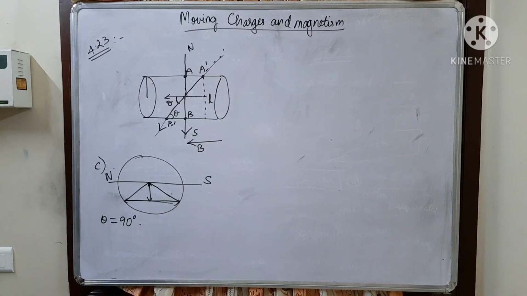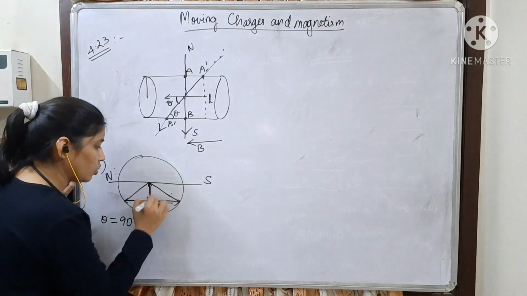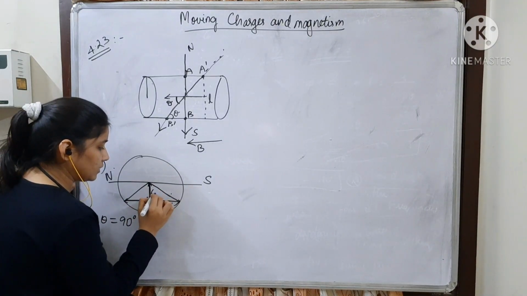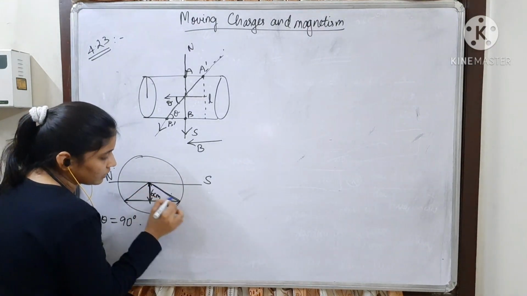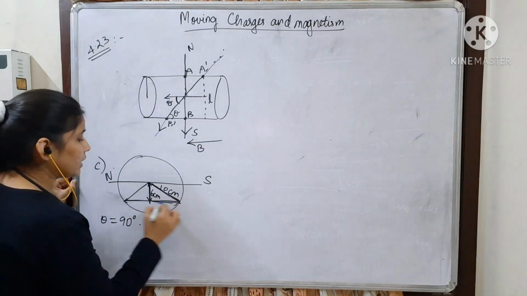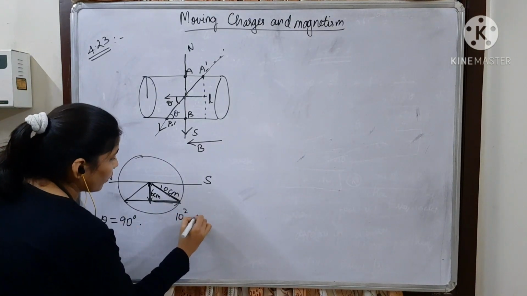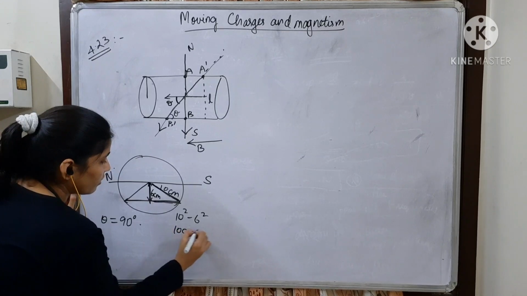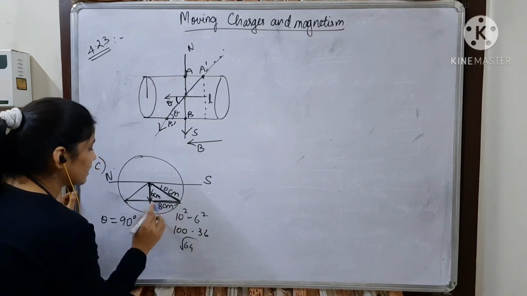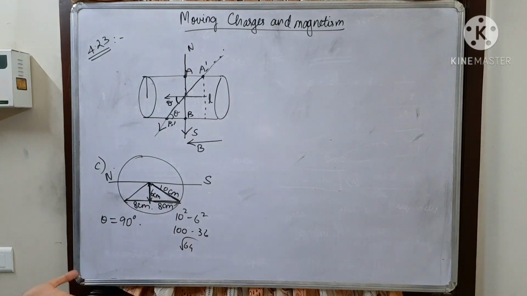Now what we need to find out is the length of the wire. If this height is going to be 6 centimeters, let me write it down. So the height is 6 centimeters, and what is this length? This length will be the radius, that is 10 centimeters. So this length you can easily calculate using Pythagoras. You will get 10 square minus 6 square, that is 100 minus 36, which is equal to 64, and square root of 64 is equal to 8 centimeters. So the total length of the wire will be 16 centimeters.